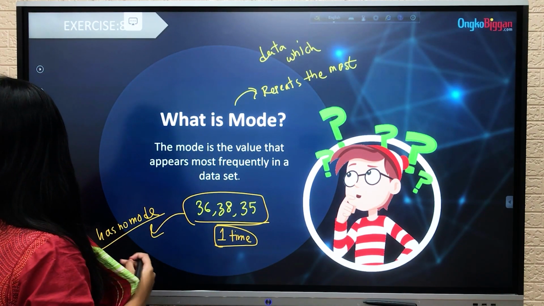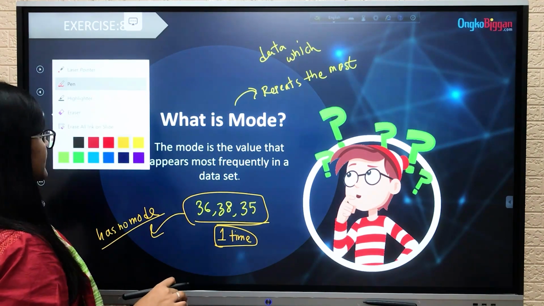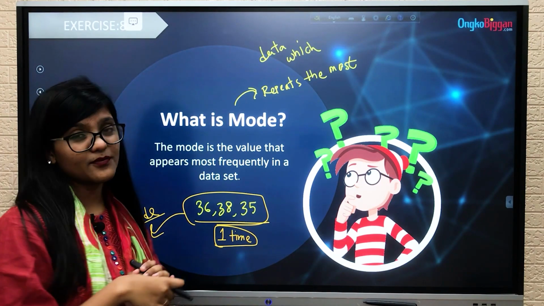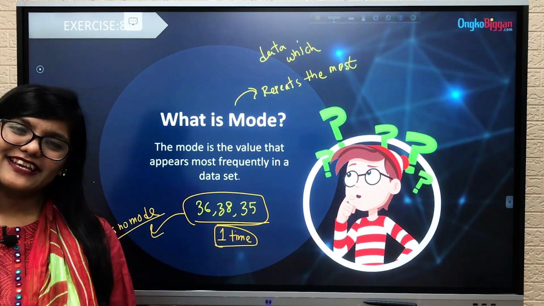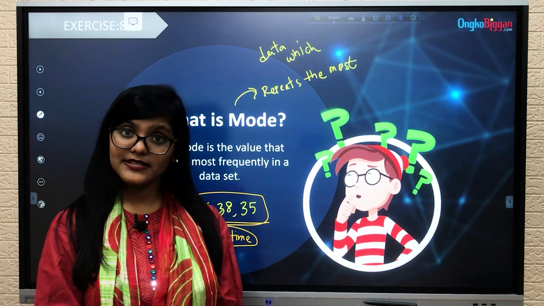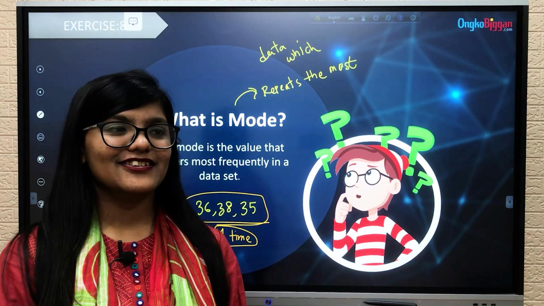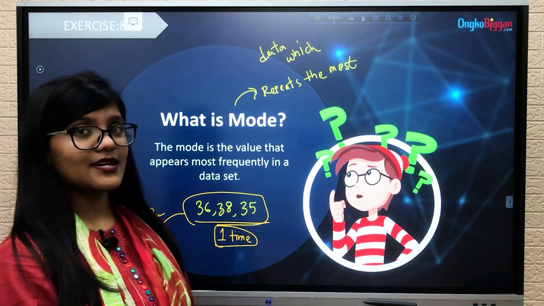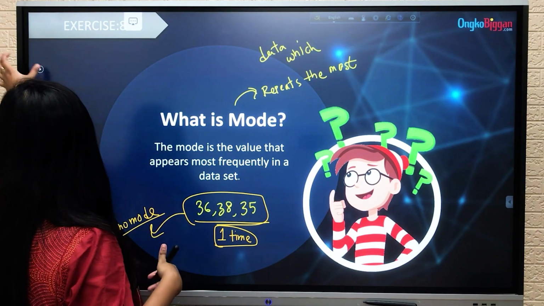So I think you are clear about all these basic concepts about information and data, the mean, median, mode, and how to find out mean, median and mode as well. So yes, I think now we should proceed. So let's move on.